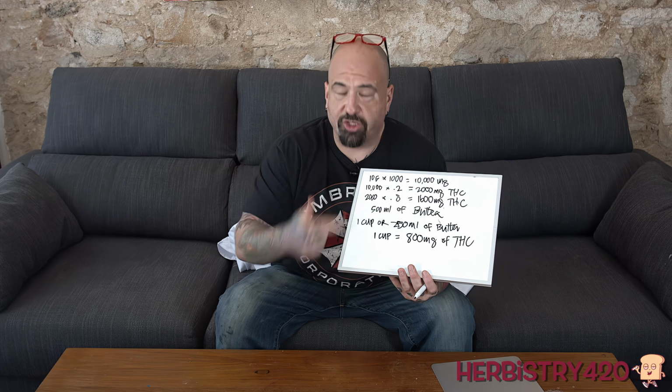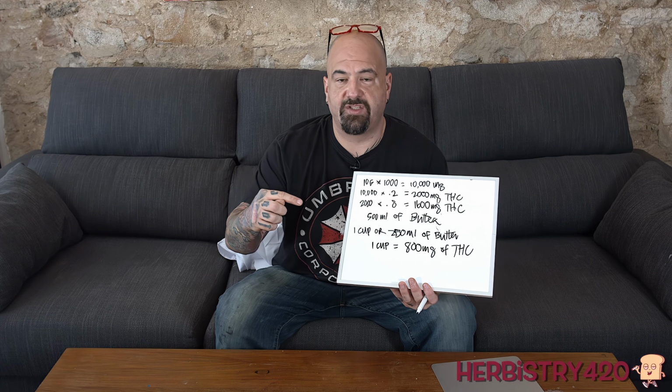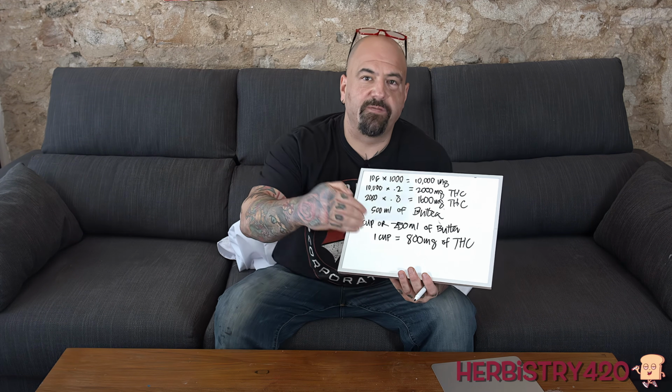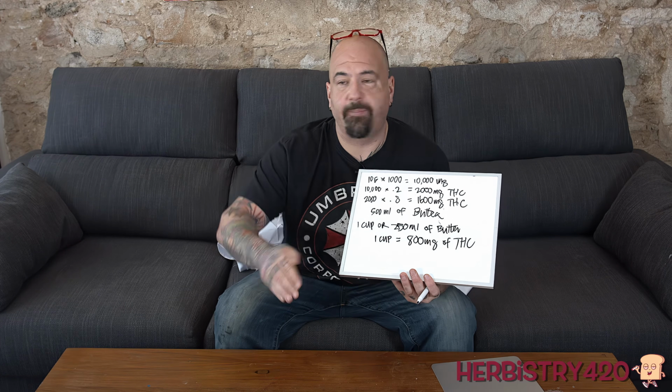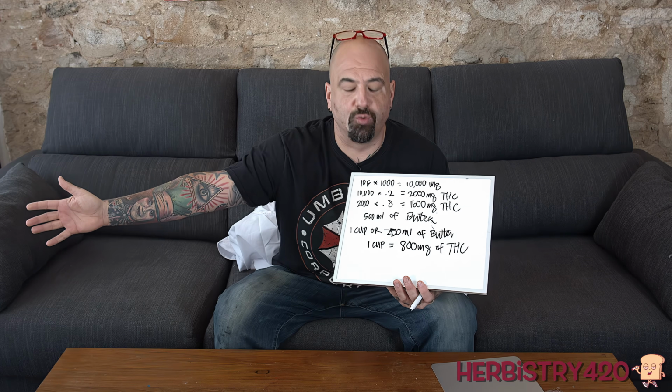Or maybe it calls for a cup and you don't want to use 800 milligrams of THC. You want to use 400. Then use 1/2 cup of infused butter along with 1/2 cup of regular butter, not infused. That way you can get the potency you want.